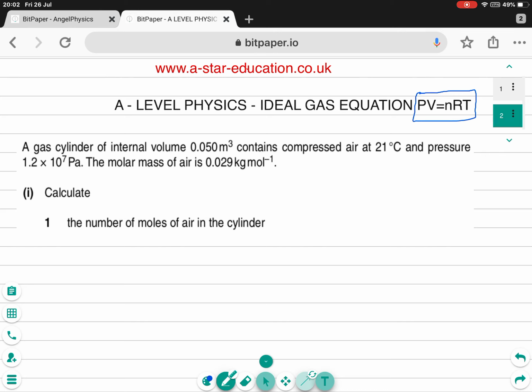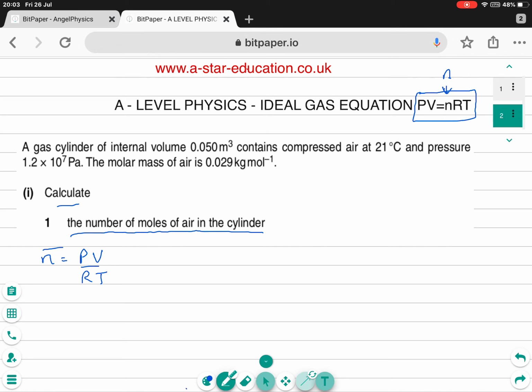Looking at the question, they're asking us to calculate the number of moles. In the ideal gas equation, the number of moles is the n. So the first thing I'm going to do is rearrange this equation to make n the subject, seeing as that's what we need to calculate. Rearranging, we see that n is equal to PV over RT.